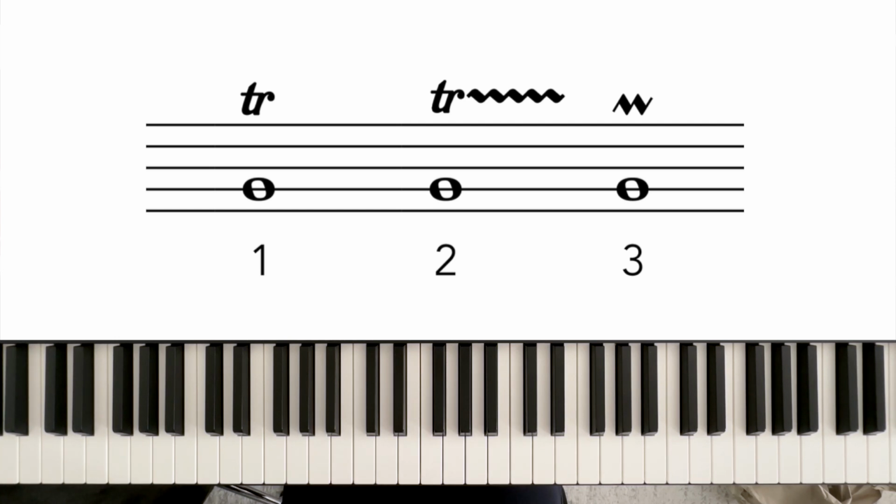What you can see on the screen now is the symbols for the trill. The first one is a very standard TR, which means trill, and the second one is a TR with a little zigzag line going on, and that's usually used when the trill goes on for like a full bar and they show you where to stop the trill. So at the end of the zigzag line you would stop the trill.